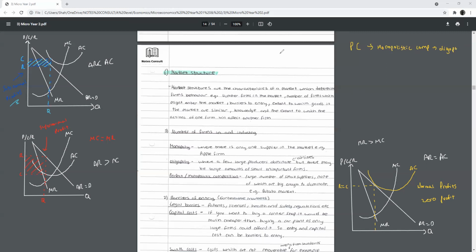You know what? Let me do it the other way. I'm just going to do it as text actually. So we have number 1, perfect competition. And then we have number 2, monopolistic competition.